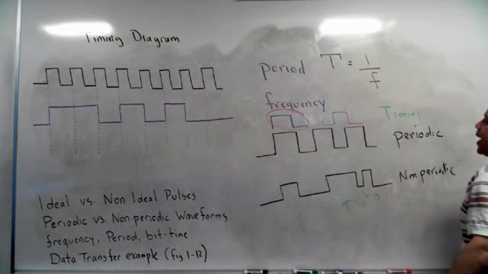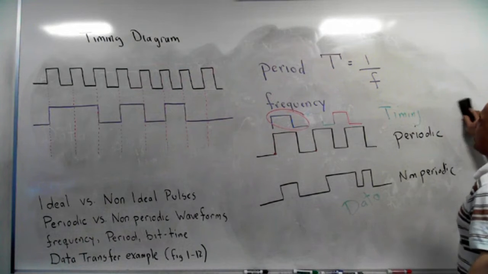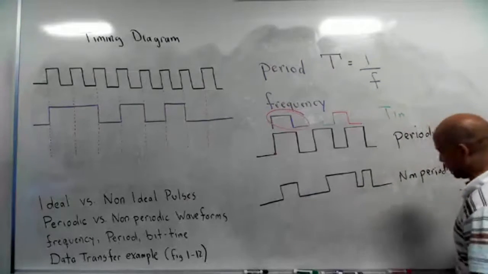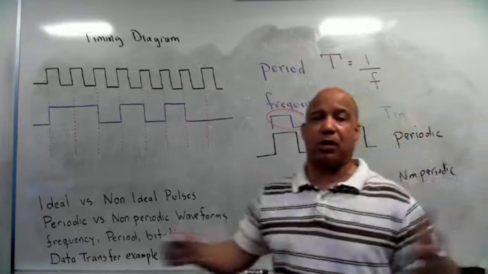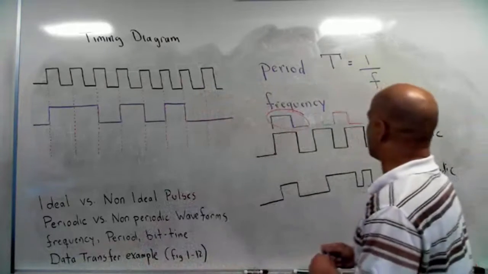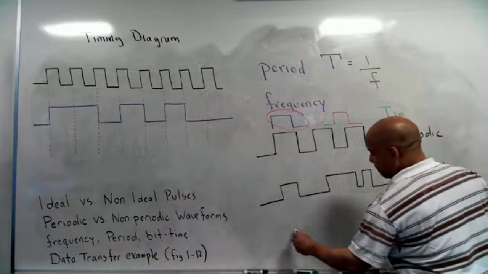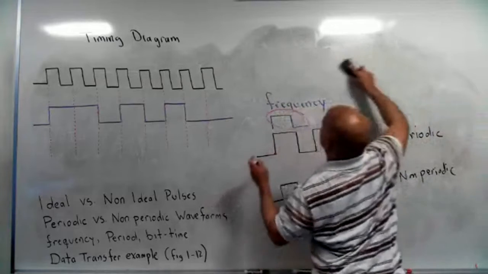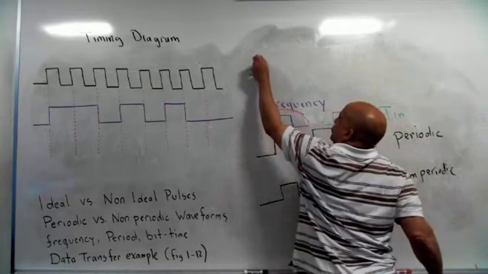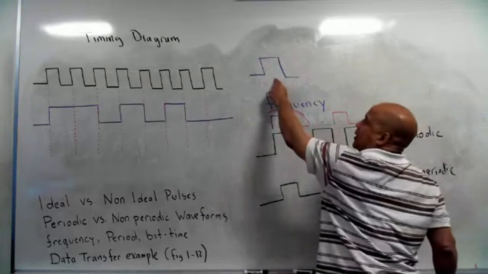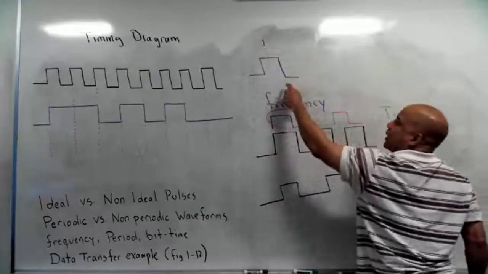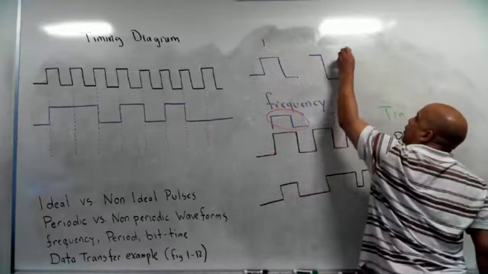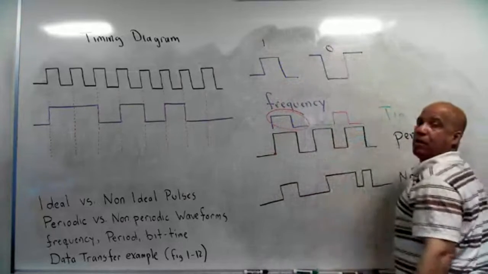Let's say I have some bits that I want to move around. I can represent a binary 1 with this pulse. I can use a positive going pulse to represent a binary 1, and I can use a negative going pulse to represent a binary 0.